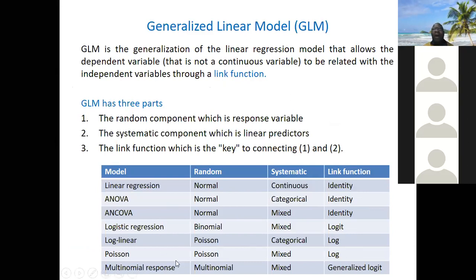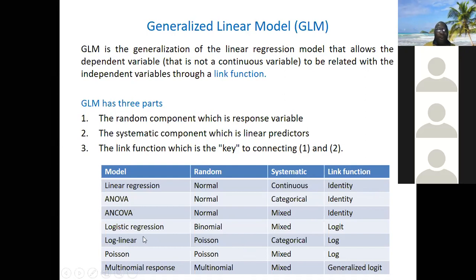For all those that were originally general linear models, which are linear regression, ANOVA, and ANCOVA, their link function is identity. There's no transformation, it's just identity. That's the meaning of identity. But the ones that require transformation are the ones that were not general linear model, that are accommodated under the generalized linear model.